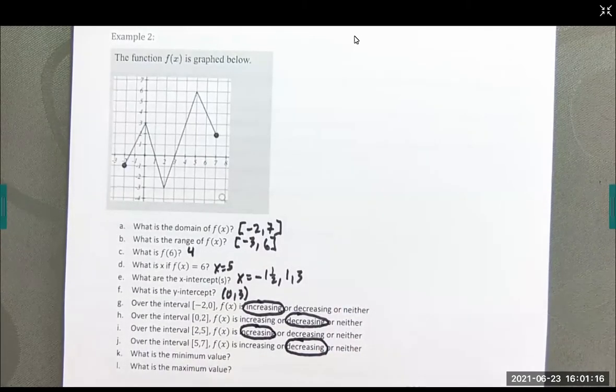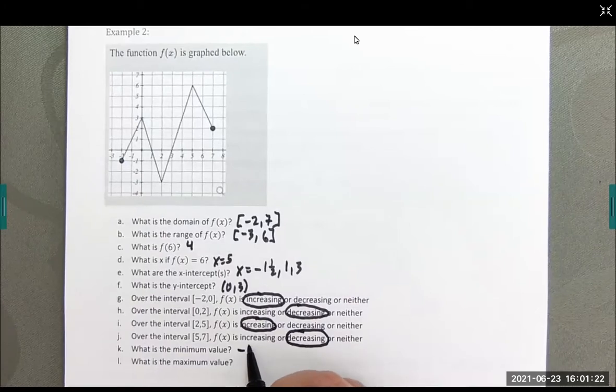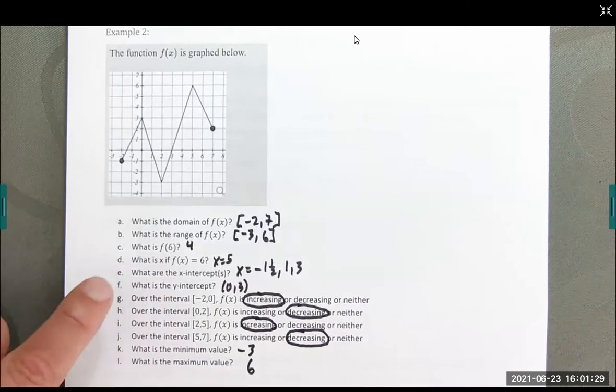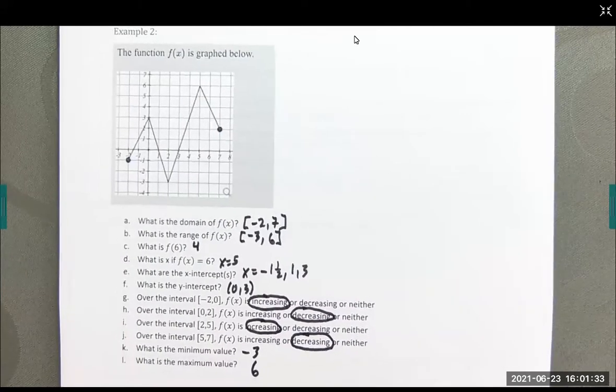What is the minimum value? Now, these are referring to y values. The minimum value is way down here at -3. And the maximum value, it looks like, is at 6, up here. That's specifically when x equals 5.